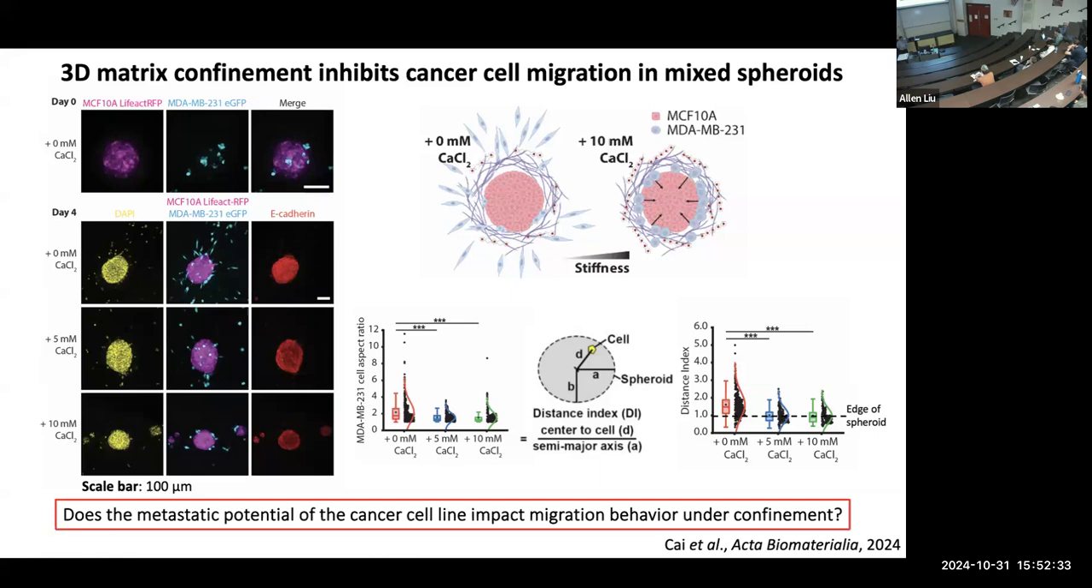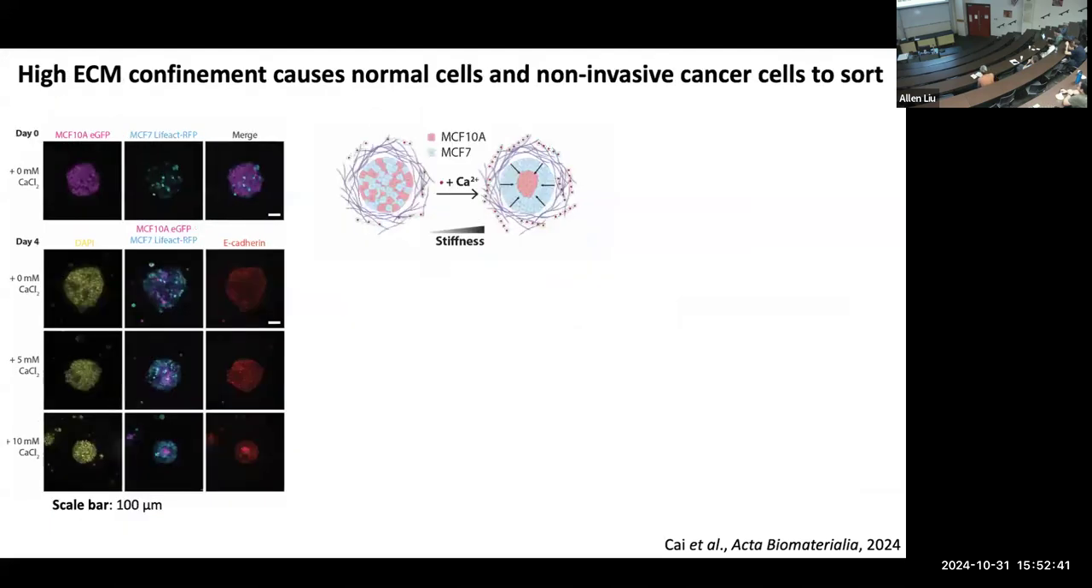So the question I want to address here is how metastatic potential influences migration behavior under confinement. Now, we can't really do this with MDA231, so we went back to the 10A cells and asked, so this is with MCF7. MCF7, remember, is a less metastatic cell. So the 231s escape out of the spheroids.